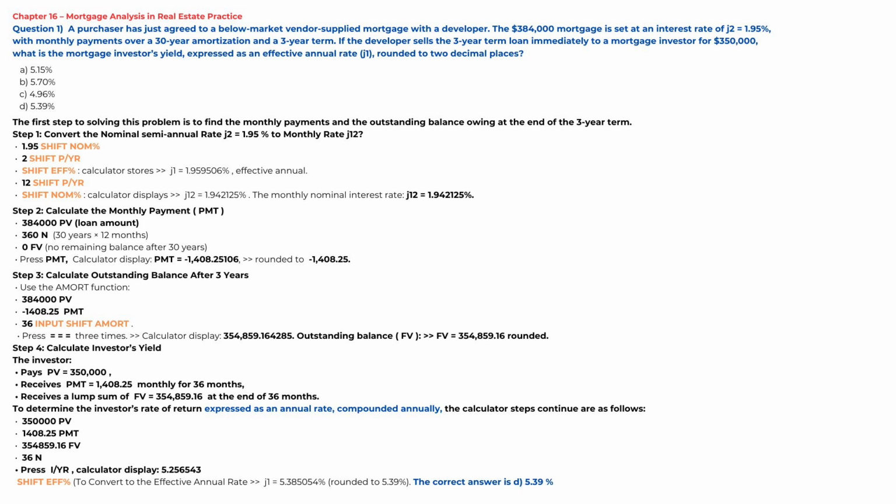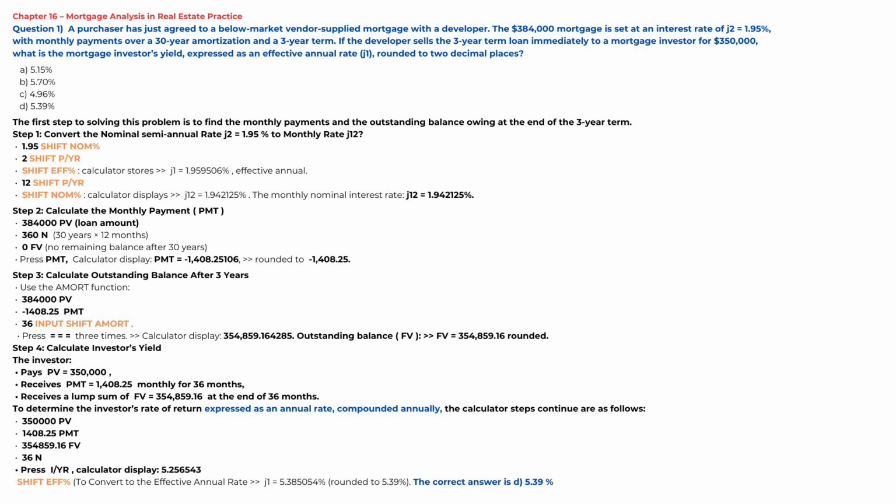Step 2. Calculate the monthly payment, PMT. 384,000, PV, loan amount. 360, N, 30 years times 12 months. 0, FV, no remaining balance after 30 years. Press PMT. Calculator displays PMT equals minus 1,408.25106, rounded to minus 1,408.25.